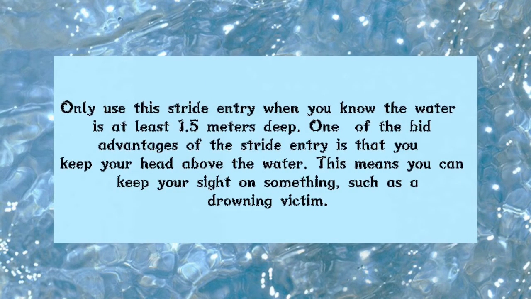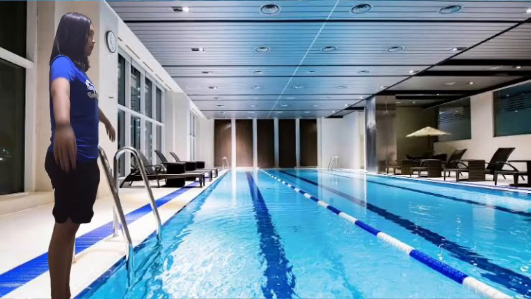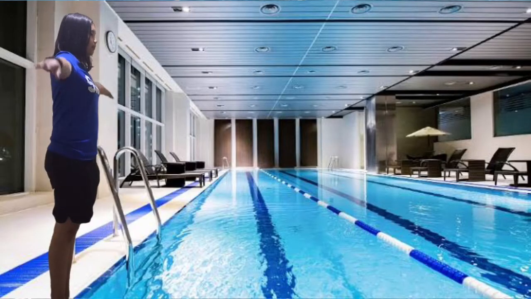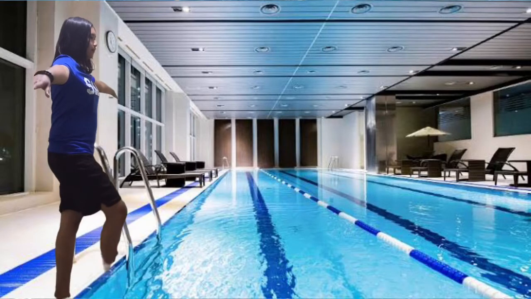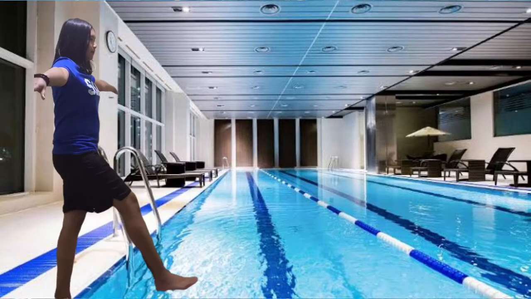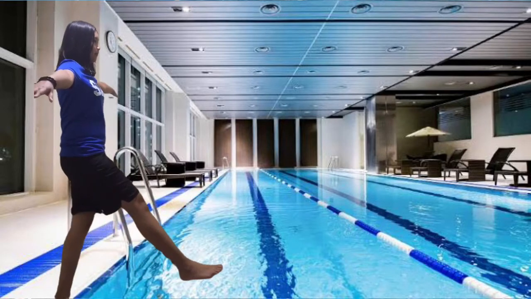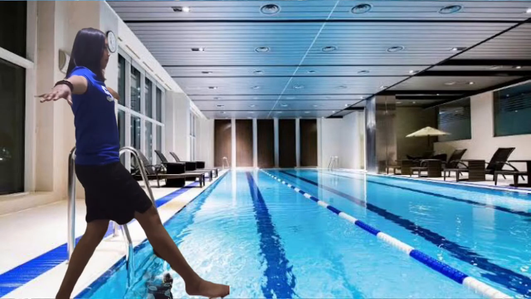Stride entry. Only use the stride entry when you know the water is at least 1.5 meters deep. One of the big advantages of the stride entry is that you can keep your head above the water. This means you can keep your sight on something, such as a drowning victim. From a standing position, extend one leg some distance, slightly bend the knees, lean forward, and extend arms sideways. On entering the water, push down with the arms and scissor kick the legs to keep head out of water.